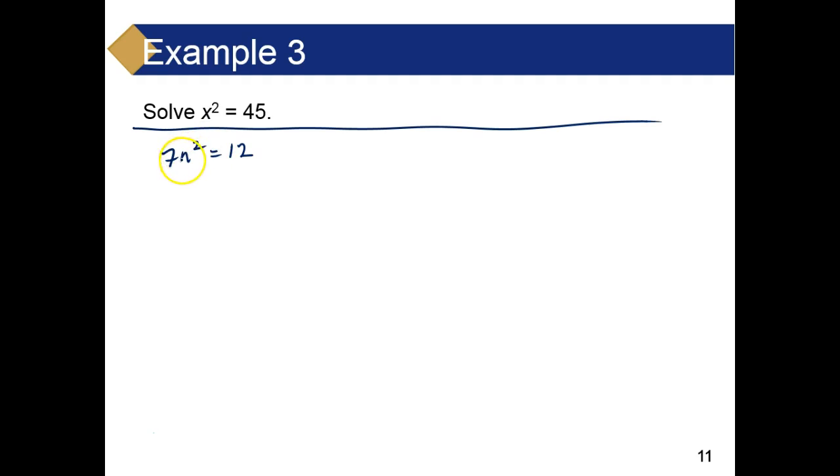So how do we get rid of the 7? Divide by 7 on both sides. Okay, you don't get rid of it, you just move it around some. So you get n squared is equal to 12 over 7. Yay, what a pretty fraction that is. And now what do we do by the last rule? Take a square root. n is equal to, what goes with the square root? Plus or minus the square root of 12 over 7.